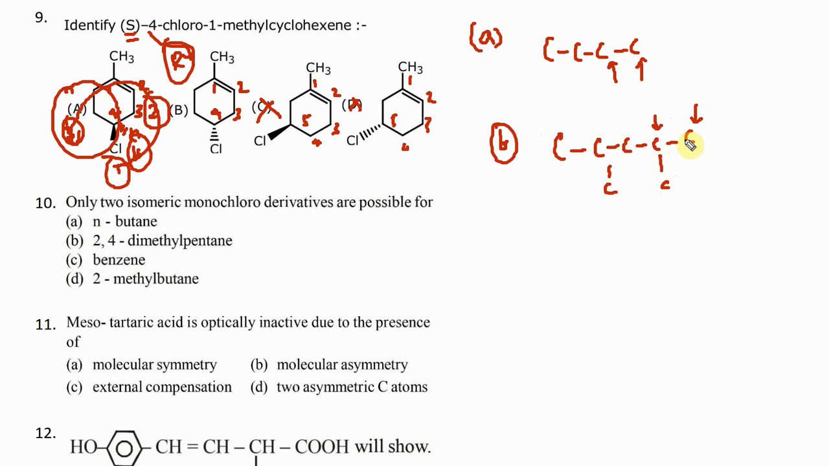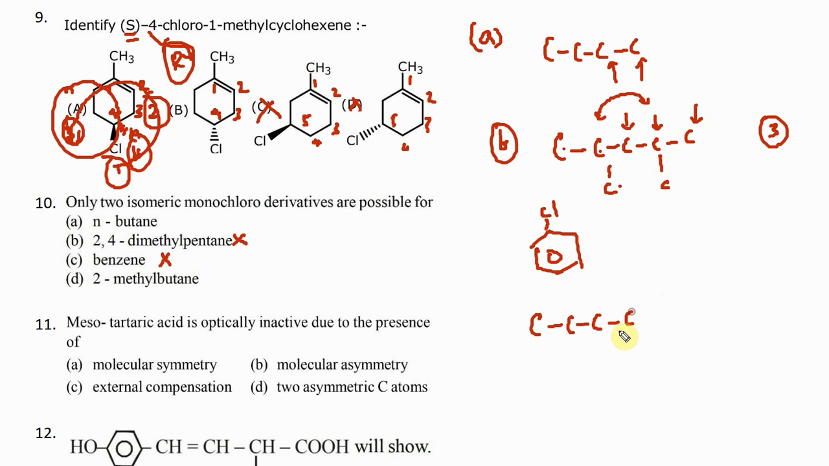Pentane. Where all can I put it? I can put chlorine here. I can put chlorine here, this is only one. Okay, I can put chlorine here. This and this are the same. This and this are the same. So 3 different, so definitely no. Benzene gives only one monochloride derivative, so no. 2-methyl butane. Putting it here is only one. Then I can put it here, I can put it here. So too many isomers. So only 2 isomeric possible is alpha.